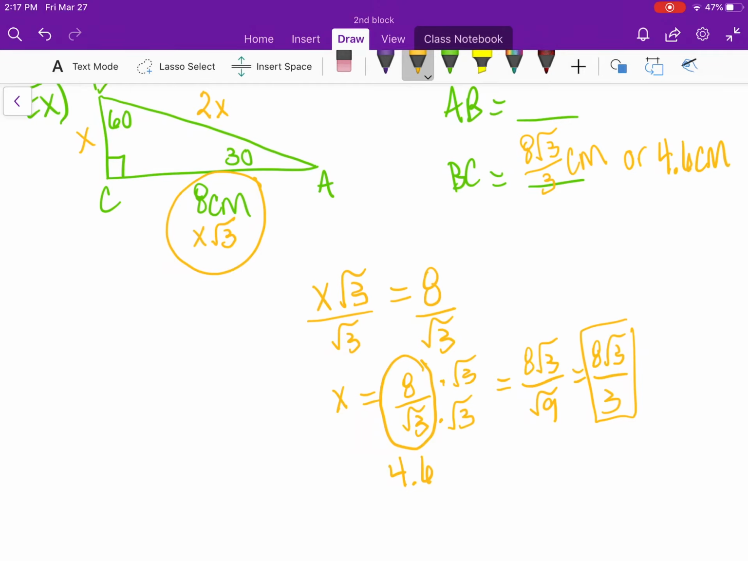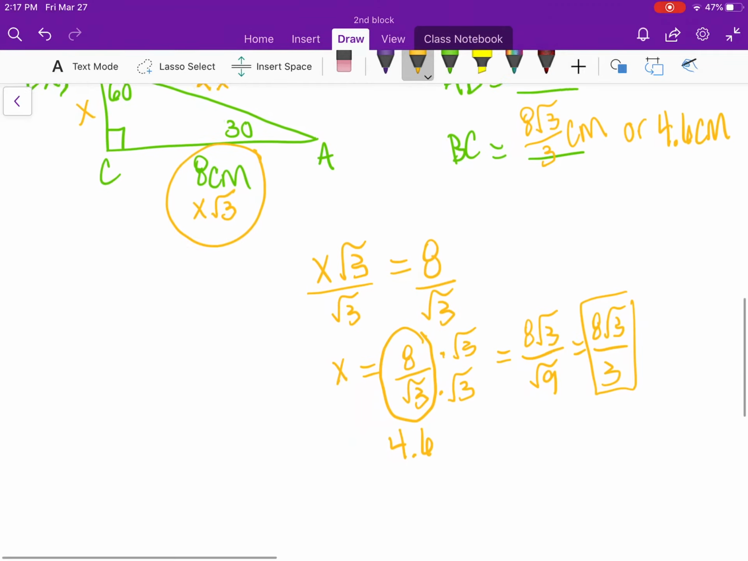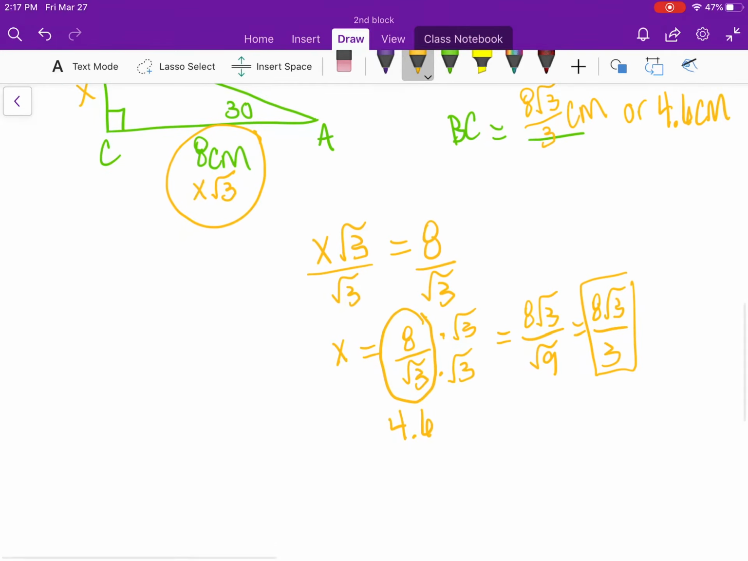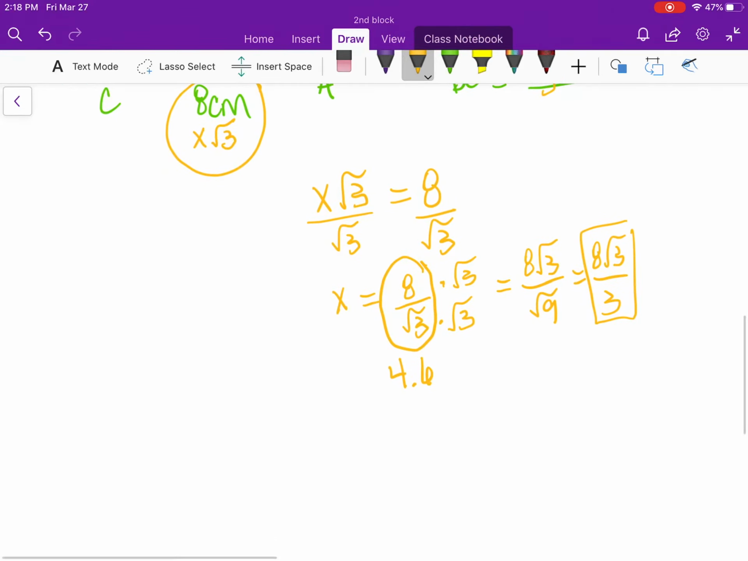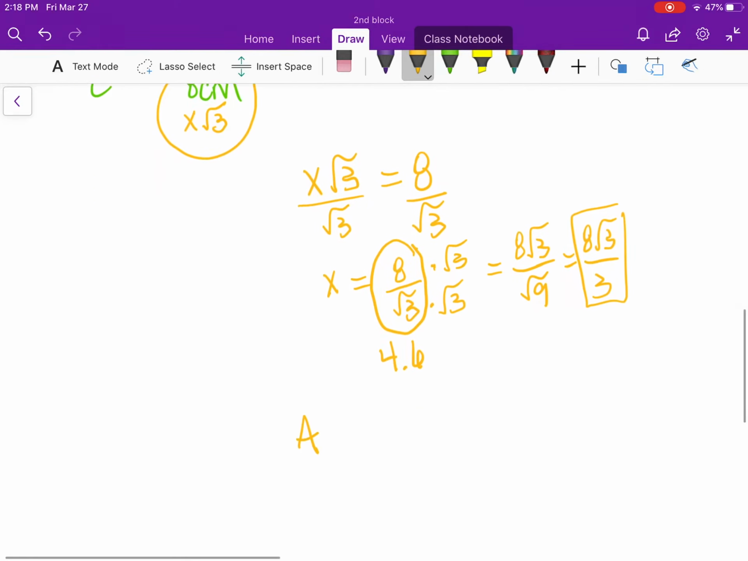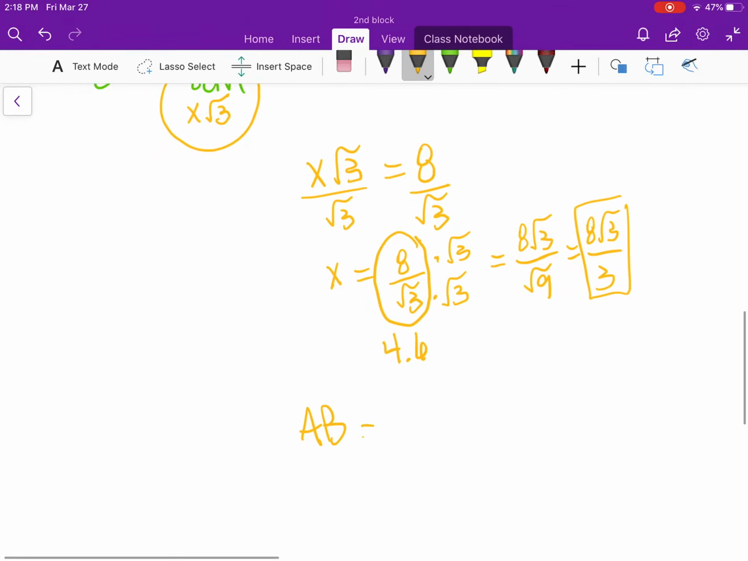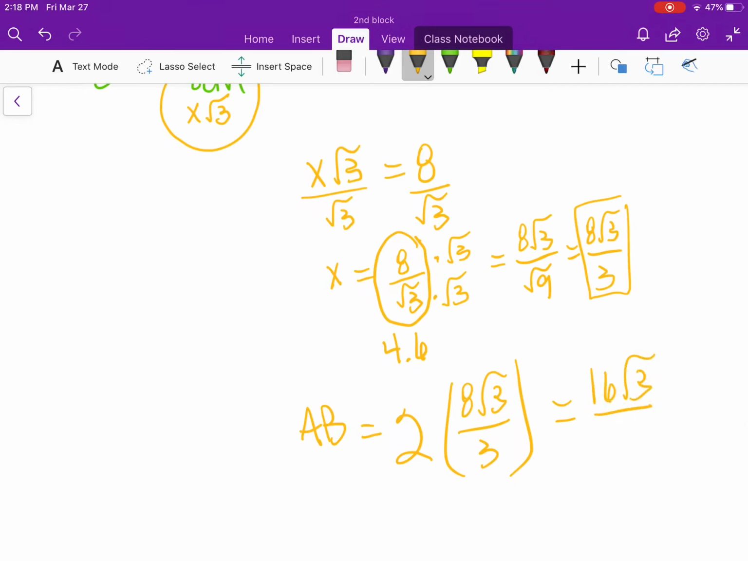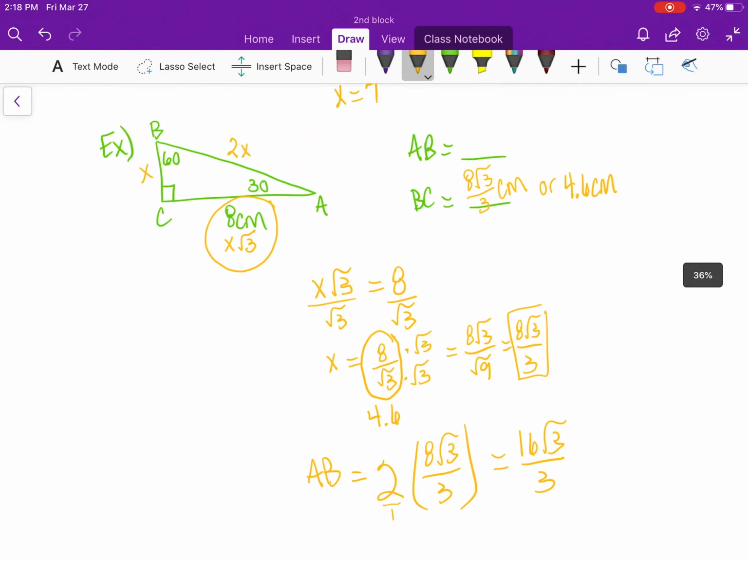Okay, then the last thing I have to do is to find the hypotenuse, which is AB. The hypotenuse, I just need to multiply by 2. So if I need the radical answer, then that just means I'm going to take, for AB, 2 times 8 radical 3 over 3. That would give me 16 radical 3 over 3. Because I just multiplied 2 times 8, because this is like 2 over 1.